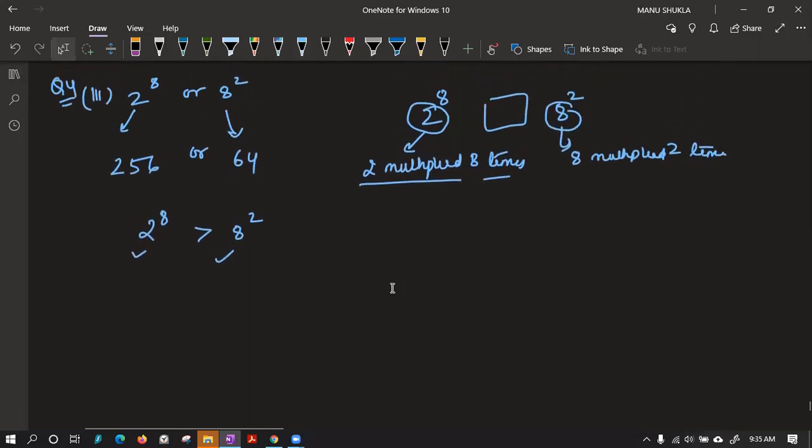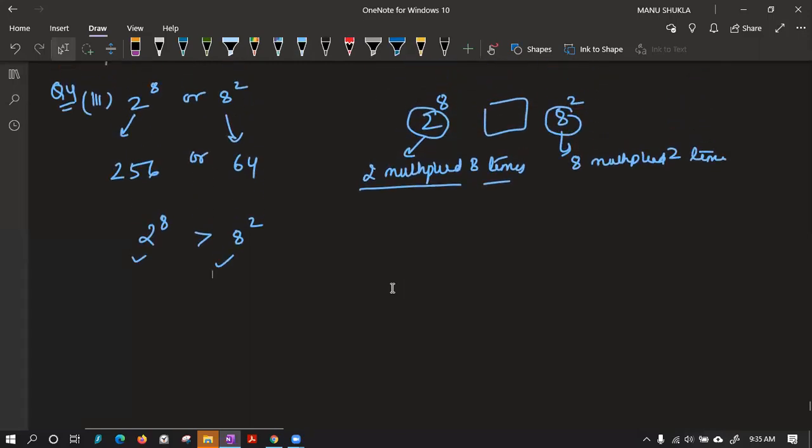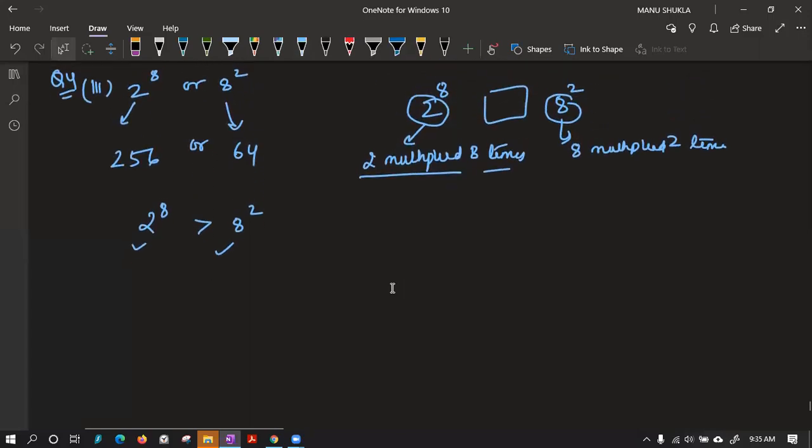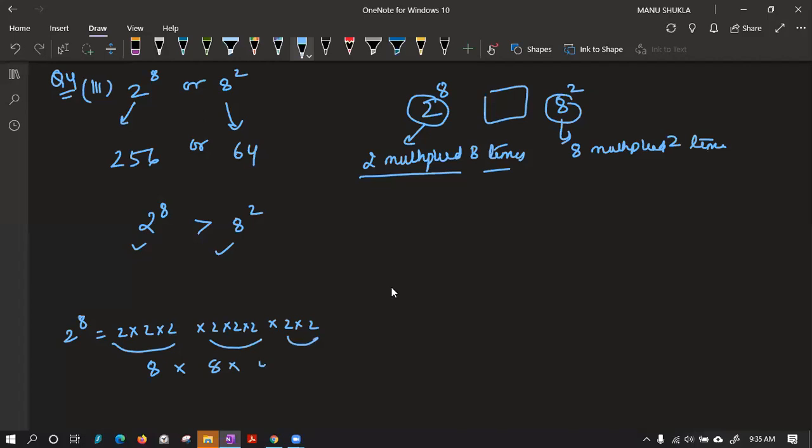Sir, how do we know that 2 power 8 is 256? Okay, Lavya, by practice we know this. If you want, you can check also. 2 power 8, we can say it is 8 into 8 into 4. Then 8 8s are 64, into 4. And finally the answer is 256.